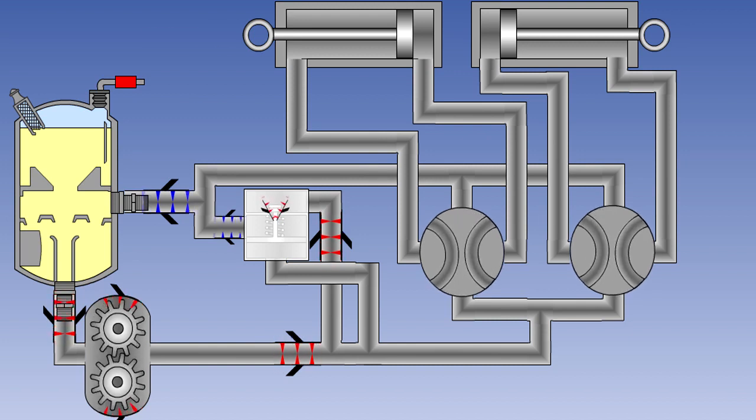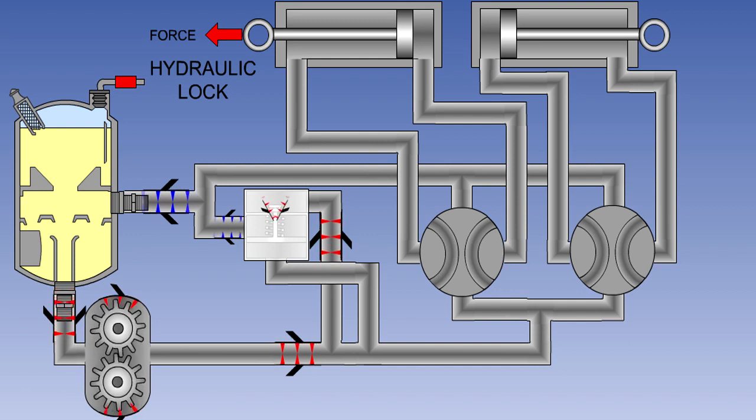Nonetheless, in most systems, the selector valve is returned to neutral, as this performs the important function of producing what is known as a hydraulic lock across the actuator. What this means is that the fluid is locked in on both sides of the actuator. Consequently, because the fluid is incompressible, the actuator will not be able to produce any undemanded movement.